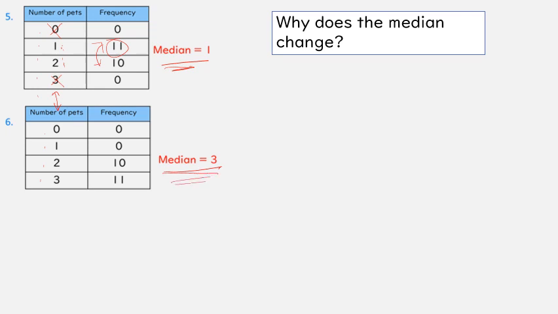And the median is 3 here because look, the data's shifted down, hasn't it? We've now only got people with 2 pets or only people with 3 pets. And that's why the median has increased, because the middle value is going to be either a 2 or a 3.